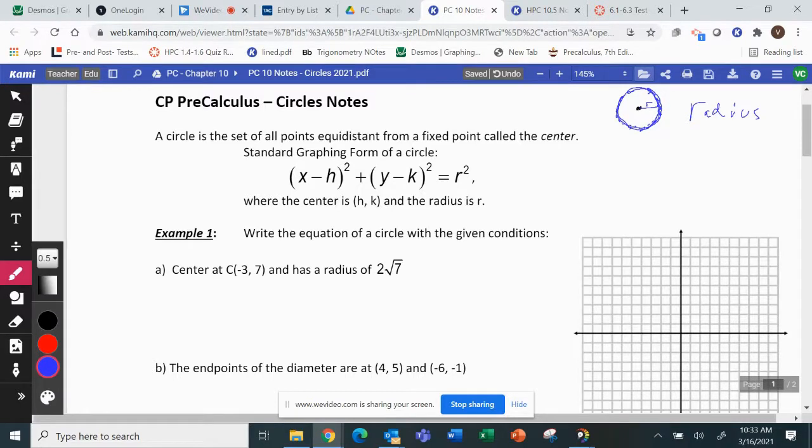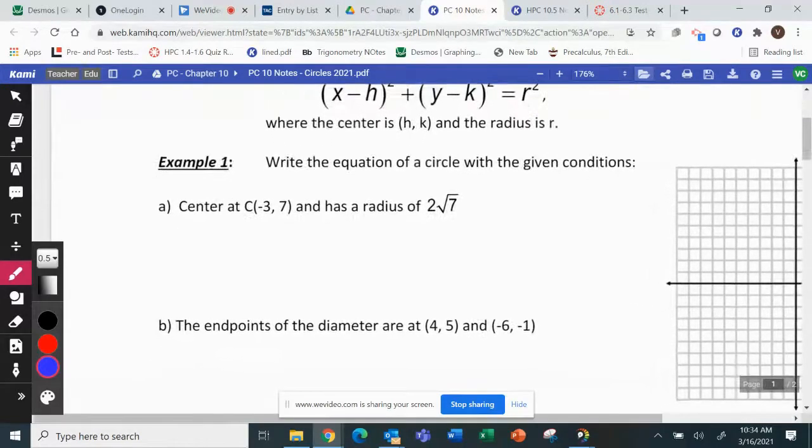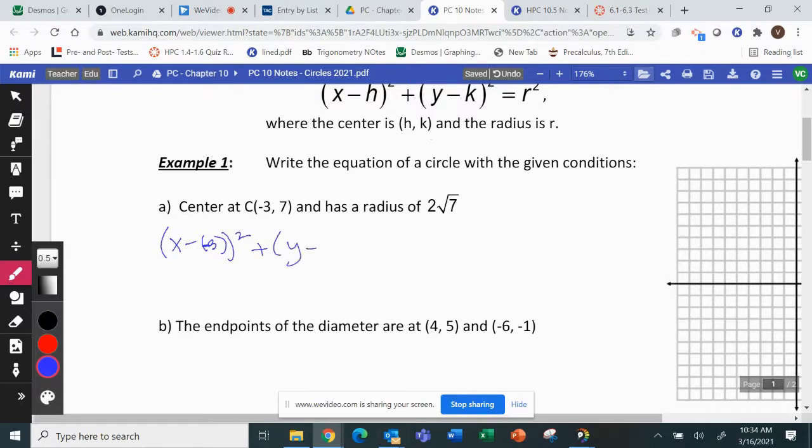So write the equation of the circle with the given conditions. We have a center at (-3, 7) and a radius of 2√7. So we're going to use this formula. We're going to do x minus, what's h? -3. Thank you for participating. I can't see, there's a negative. Squared plus y minus, what's k? 7 squared equals r, 2√7 squared.